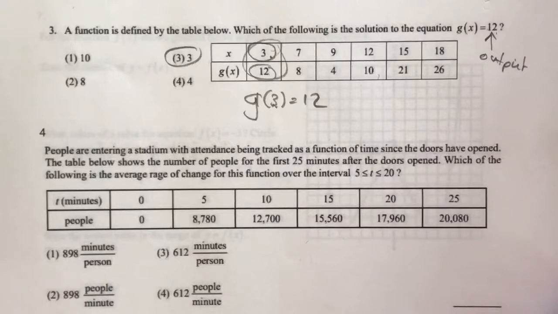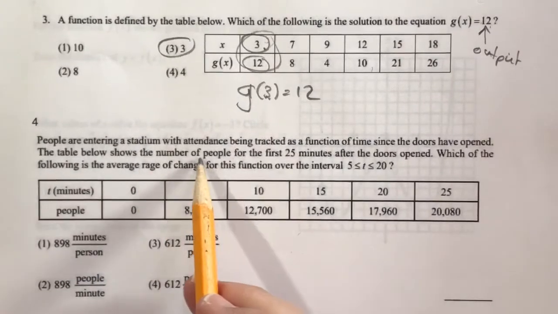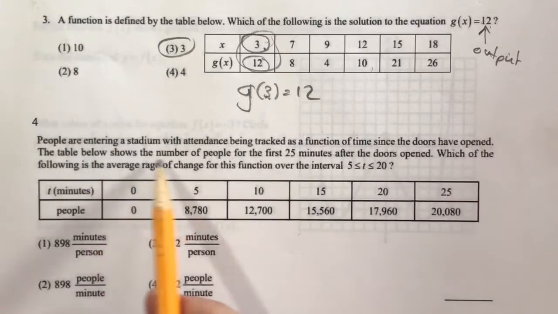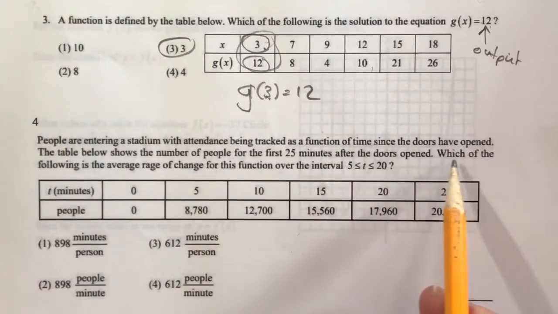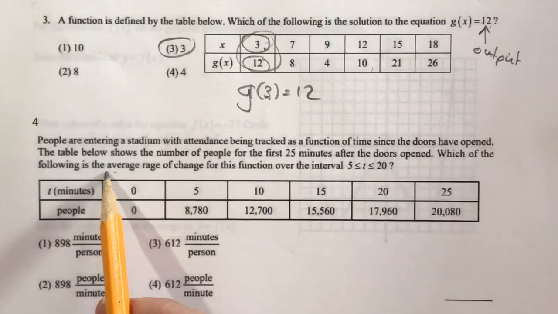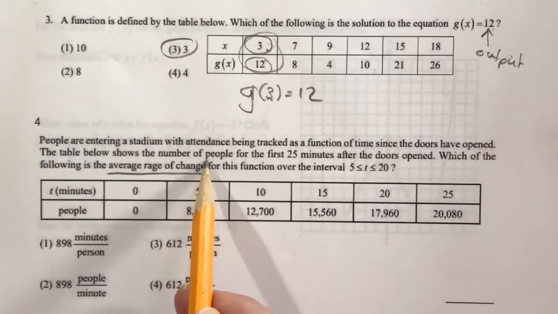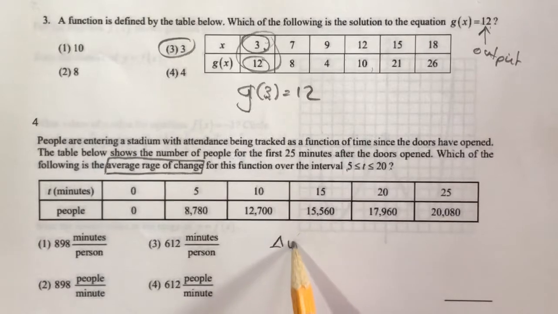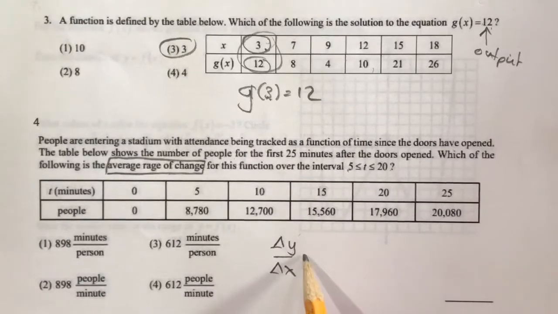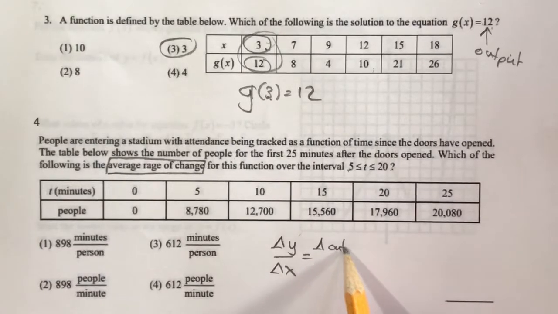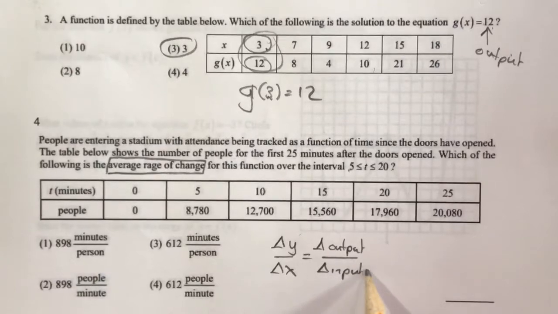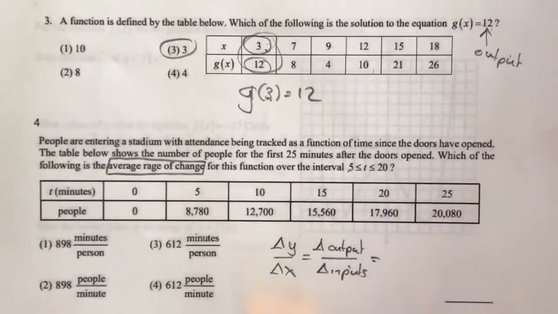Okay. Big topic here. People are entering a stadium. Function of time. The table below shows the number of people for the first 25 minutes. What is the average rate of change? There it is. Average rate of change from 5 to 20. So I always tell my students change in y over change in x. Now in this particular case, sometimes you say change in outputs. Outputs on top, change in inputs. Okay, means the same thing as change in y over change in x.